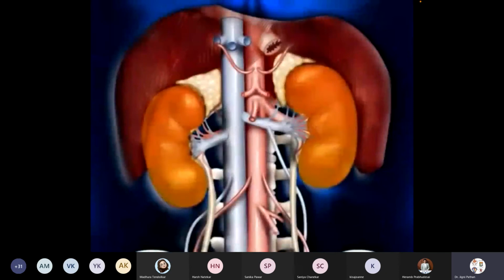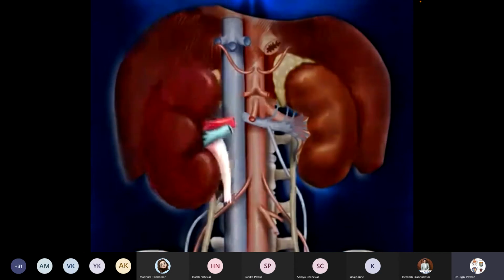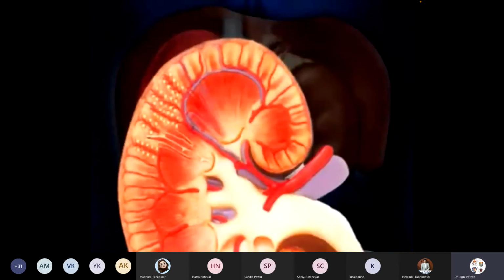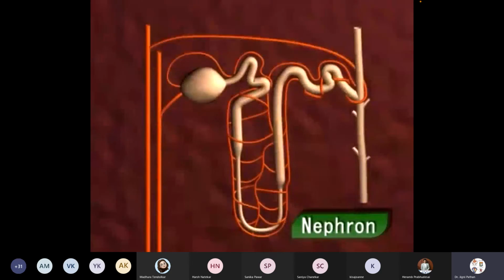The main function of the kidneys is to remove waste products and excess water from the blood. The kidney does it with the help of tiny filters present in it. These filters are called nephrons. The cortex and medulla together comprise millions of such nephrons, all packed together. The nephron is the structural and functional unit of a kidney.